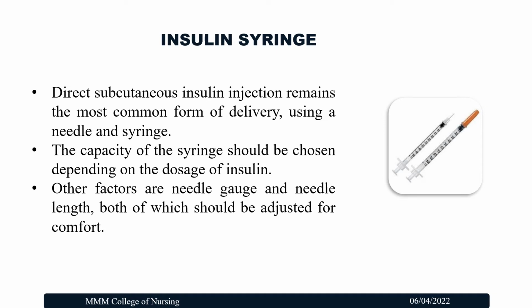The first one is the insulin injection, which is traditionally used so far. It gives a subcutaneous injection directly into the body with the help of a needle and syringe. The capacity of the syringe should be chosen depending on the dosage of the insulin. Other factors are needle gauge and needle length, both of which should be adjusted for the comfort level.